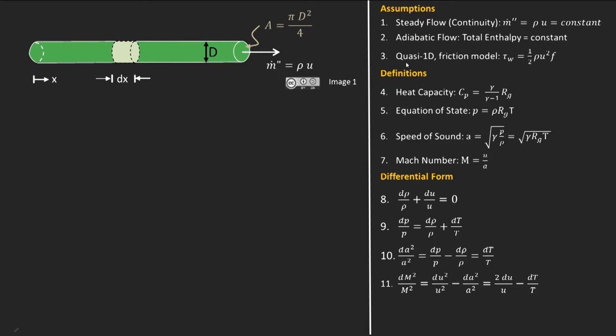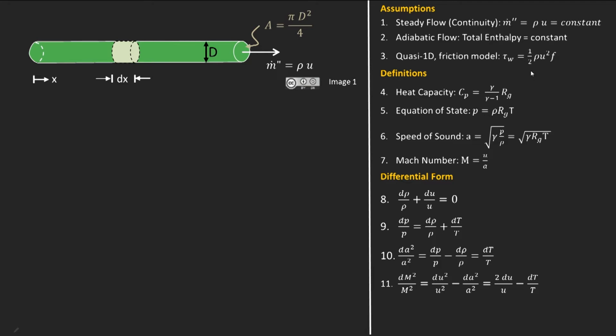The third assumption we make is that the flow is quasi one-dimensional, that is, all properties vary only along the x direction. We'll also assume that the friction can be modeled in terms of the shear stress tau sub w, which equals the dynamic pressure, half rho u squared, multiplied by the friction coefficient f. In just a short while, we'll be using this definition of the shear stress to write out an expression for the influence of friction on the flow.